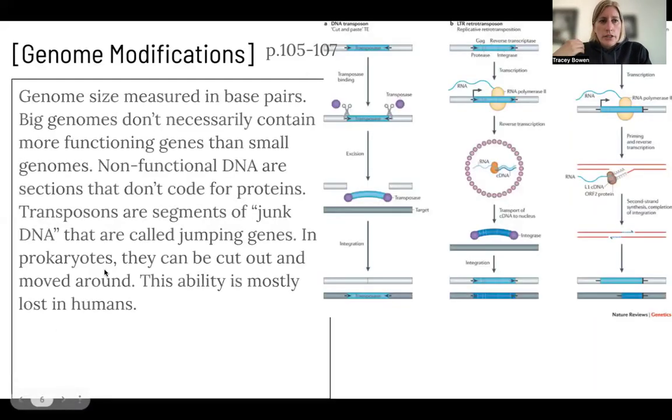Genome modifications. So genome size is measured in base pairs. Big genomes don't necessarily contain more functional genes than small genomes. Non-functional DNA are sections that don't code for proteins. And transposons are segments of junk DNA that are called jumping genes. And in prokaryotes, they can be cut out and moved around. And this ability is mostly lost in humans.